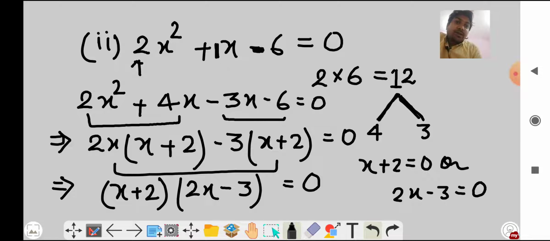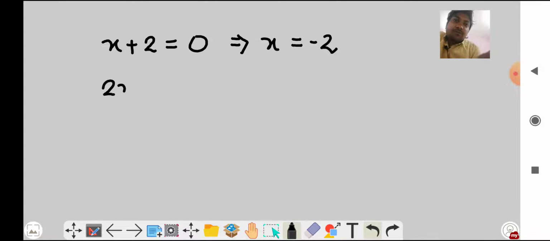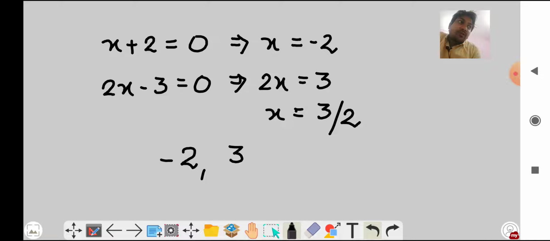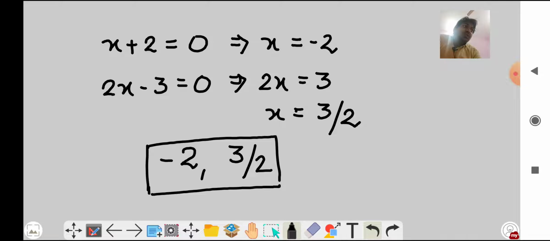Similarly, if 2x minus 3 equals to 0, then what is x? So 2x will equal to 3 and x equal to 3 upon 2. So two values of x we are getting, one is minus 2 and another one is 3 upon 2. Right? So the second question, the answer will be minus 2, 3 upon 2. Is it clear all guys? I think first and second part is clear to all of you. So moving to the third part.